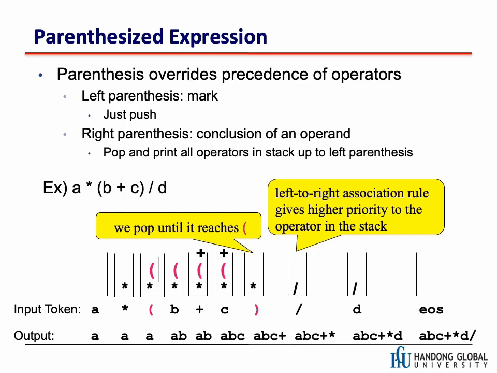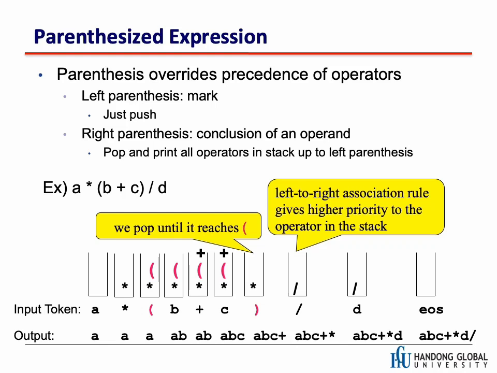That's it. We have one example here: A times parenthesis B plus C parenthesis divided by D. Let's assume that our tokenizer is working perfectly, and let's try to translate.